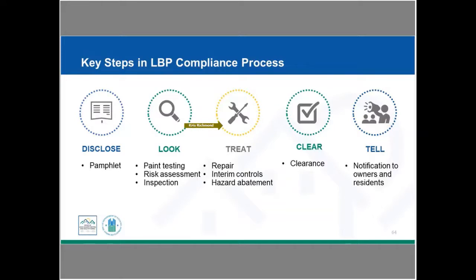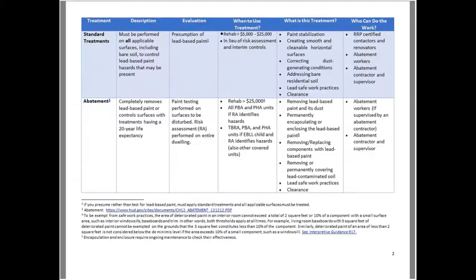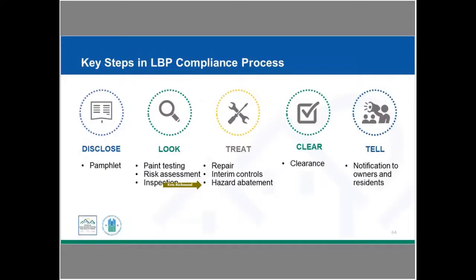Once the hazards have been identified, they have to be reduced or treated. So for up to and including $5,000, we're repairing. From over $5,000 to $25,000, we're doing interim controls. In our over $25,000 category, we're doing hazard abatement. We're going to go into more detail about what all those are. But again, super excited to show you that we have another new handout. We have information here about repairs. If I go to page 2, we have our standard treatment, and then we have abatement. So these are helpful handouts that we're going to be going back and forth with.